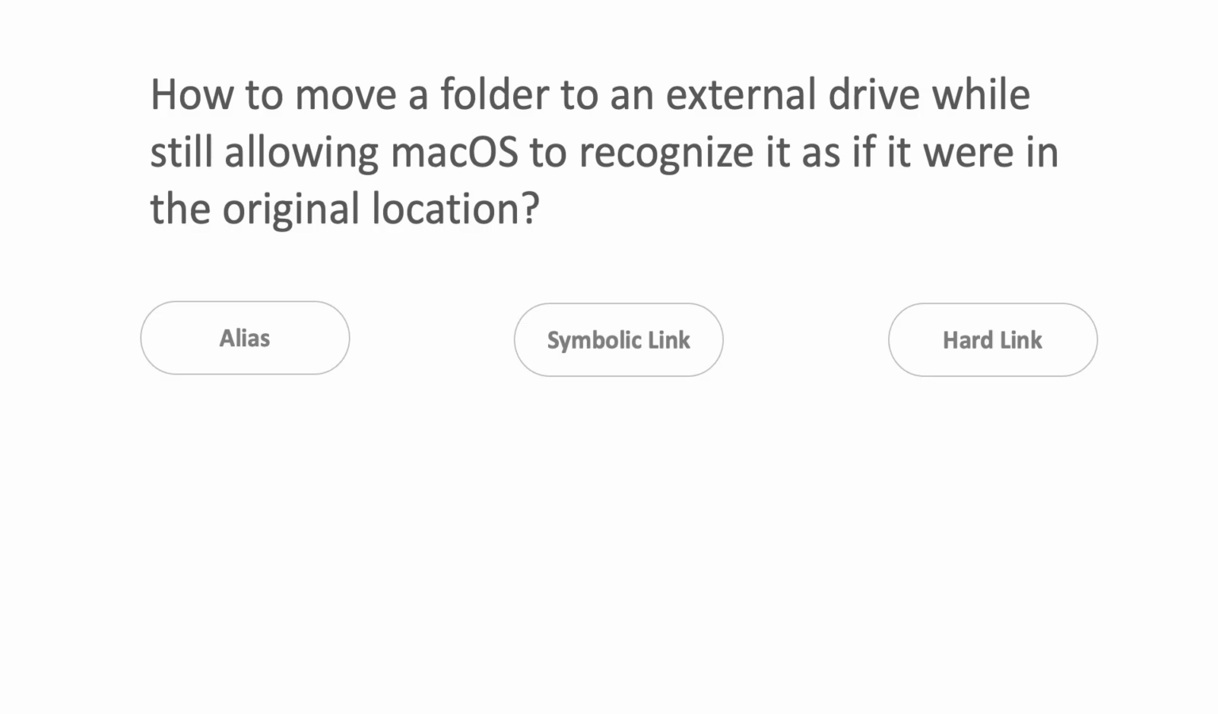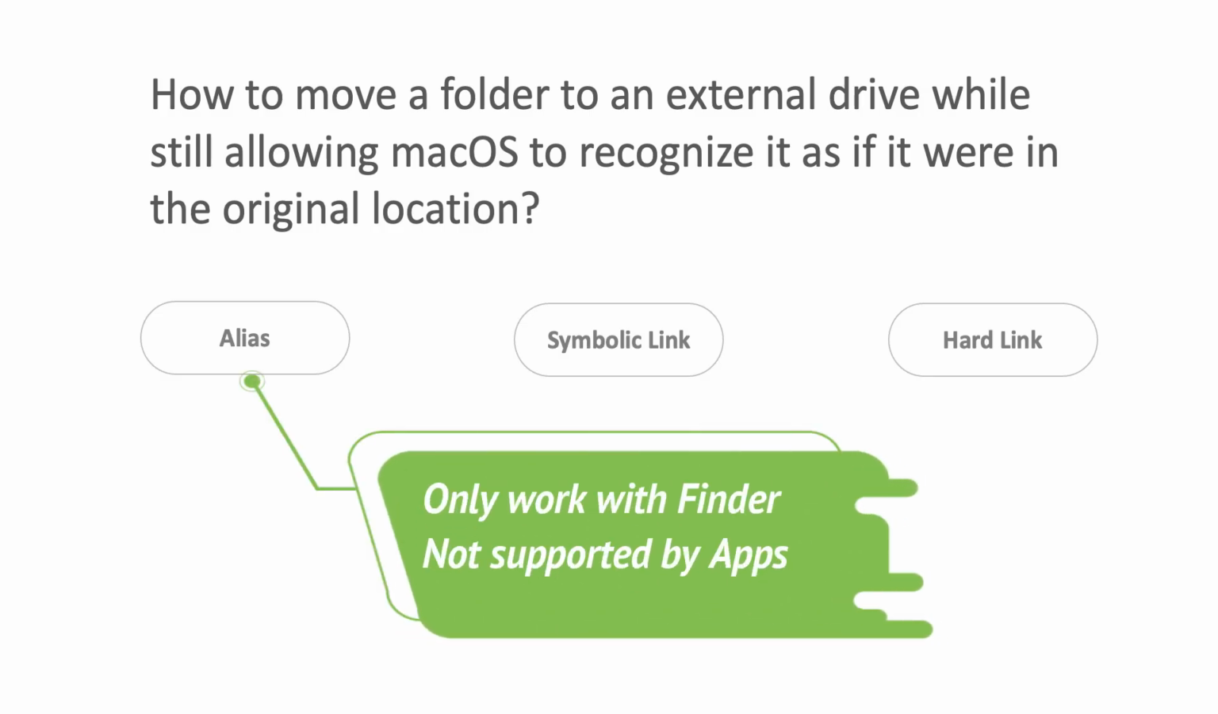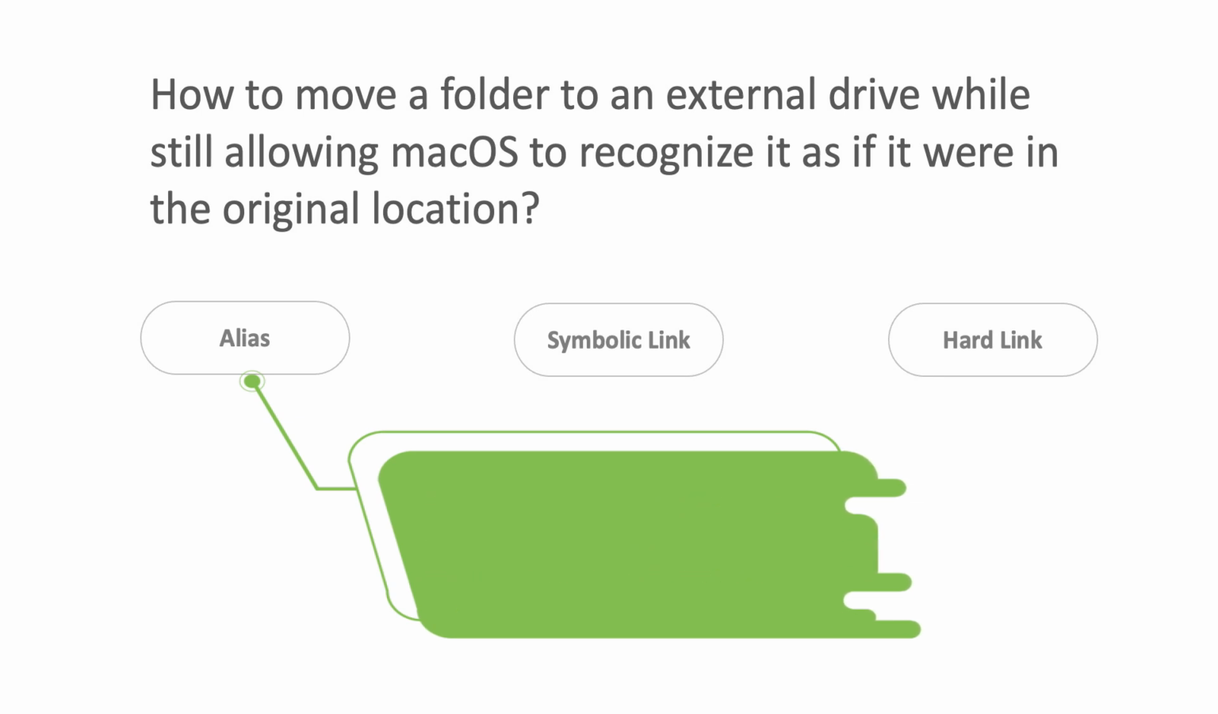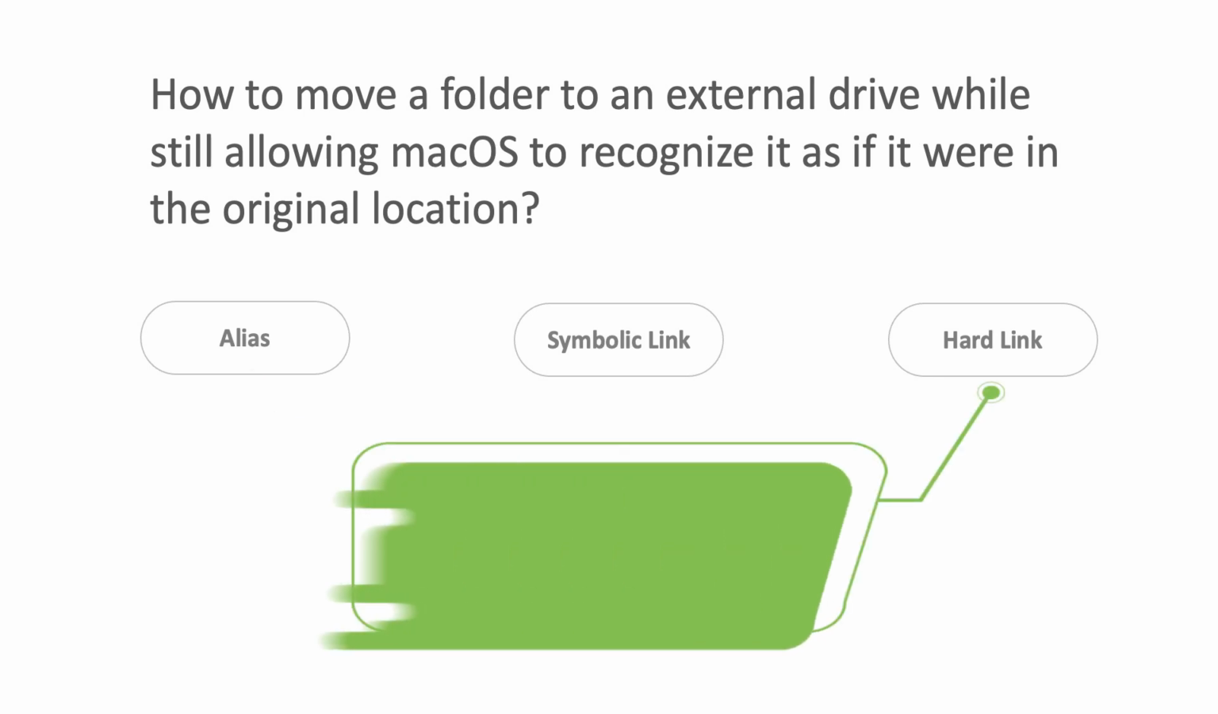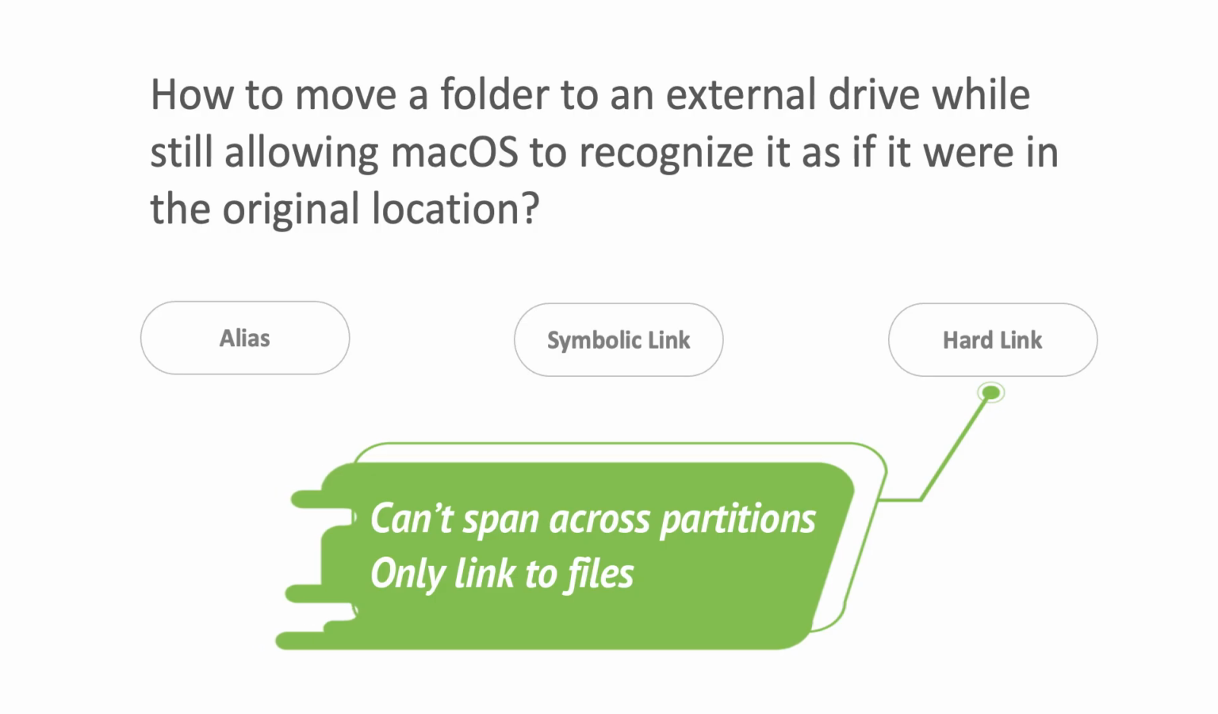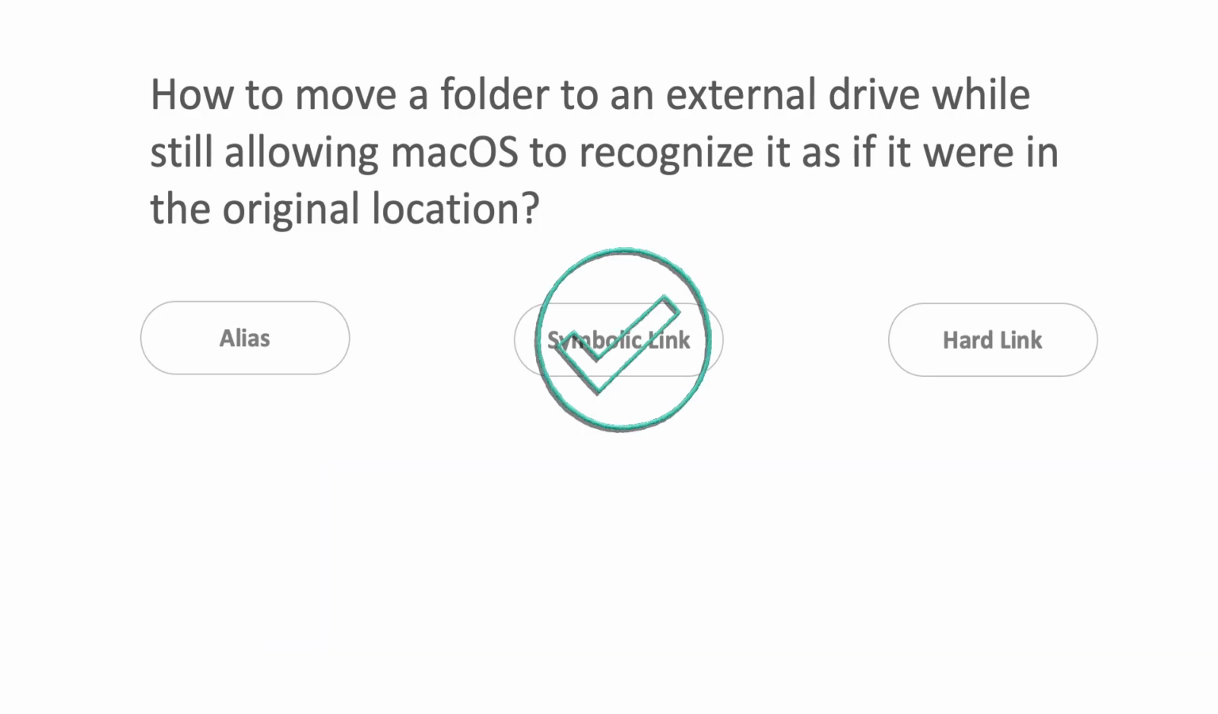Alias? No. An alias only provides easy access in Finder. It can't work as a placeholder for the actual folder within macOS. Hard link? Hard links can't span across partitions and can only link to files, not folders. Therefore, symbolic link is the only choice.